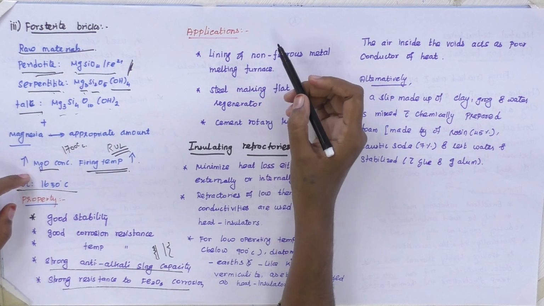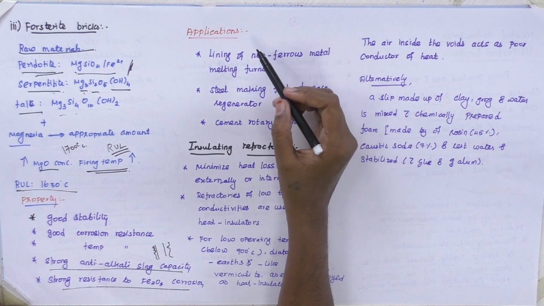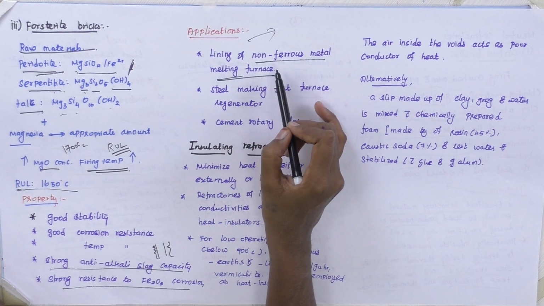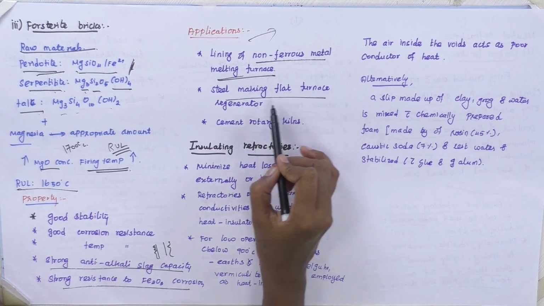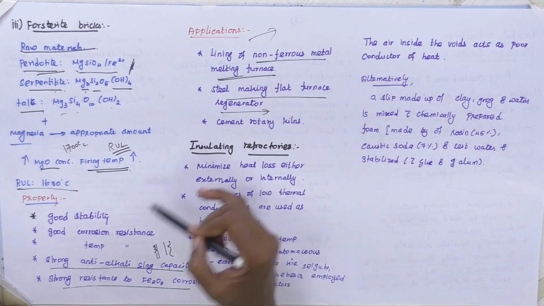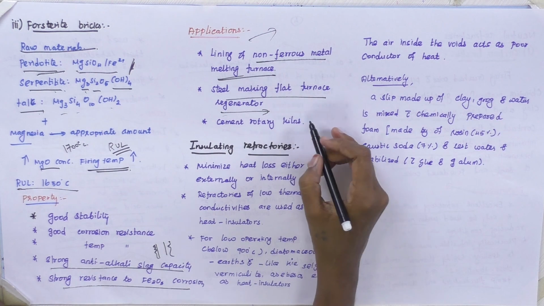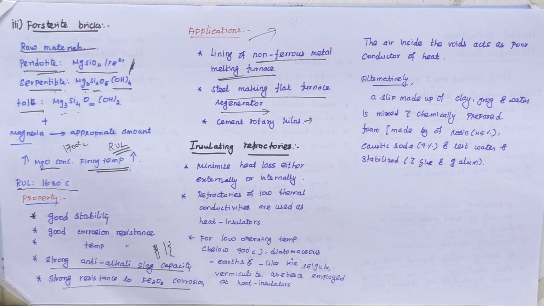And next we are moving to the applications of forsterite bricks. It is mostly used in non-ferrous metal melting furnace linings, and also in the steel making flat surface of the regenerator due to being less corrosive in nature, that means resistant to iron corrosion, and also used in cement rotary kilns.